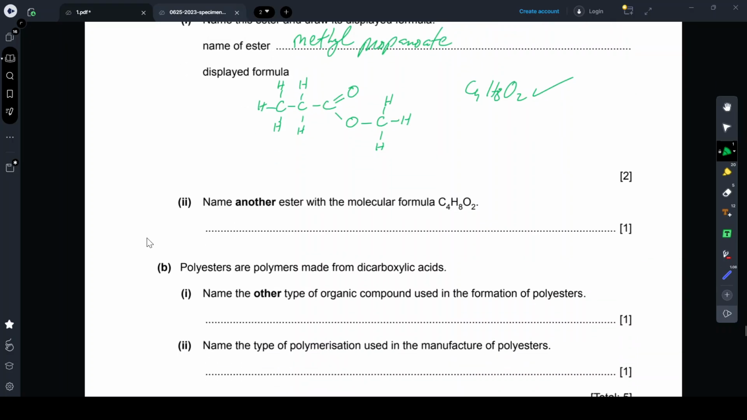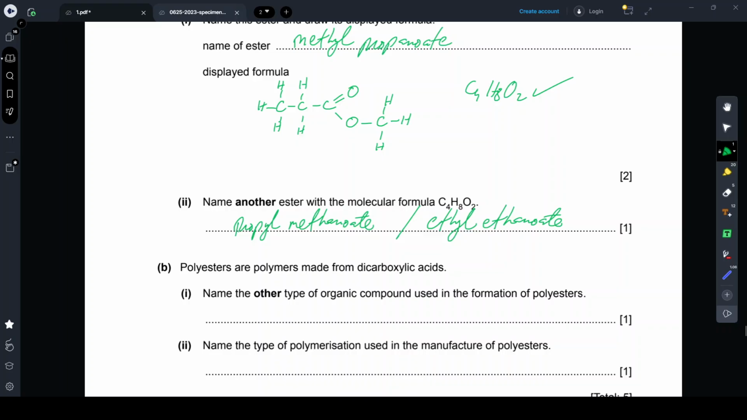Ethyl, propyl methanoate. I don't know how to pronounce that. Yeah, so it could be propyl methanoate, right? It could be that. Ethyl ethanoate. Good, right? So it could be ethyl ethanoate. So it could be either one of those two.